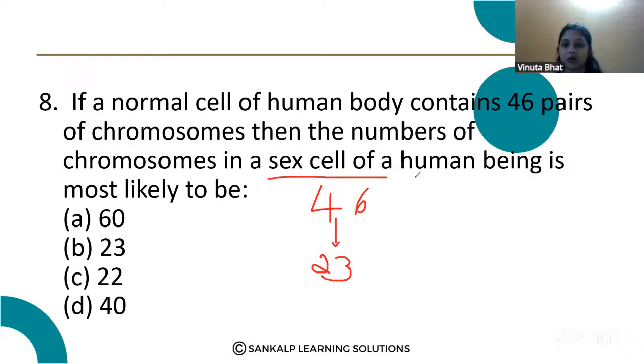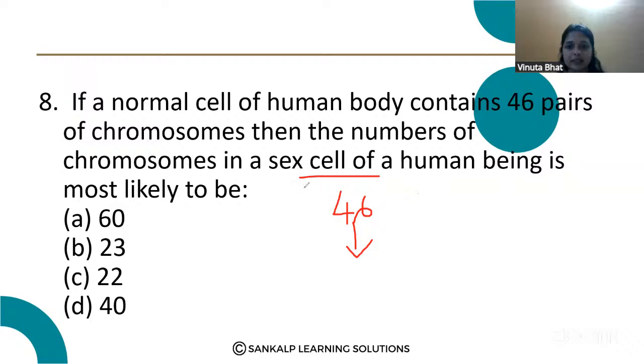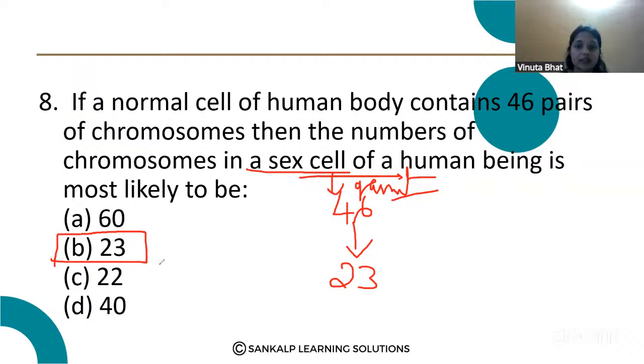The number of chromosomes in a sex cell is also 46, but the gametes produced by the sex cell have 23. The question should be changed to chromosomes in a gamete. Chromosomes present in a gamete are 23. So you can see option B is the correct answer, that is 23. The original count is 46, so that will become half, that is 23 chromosomes.